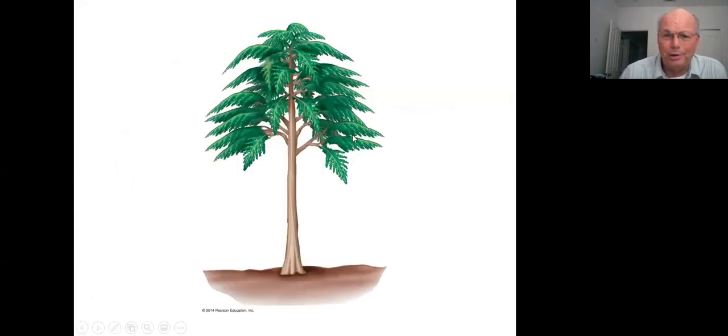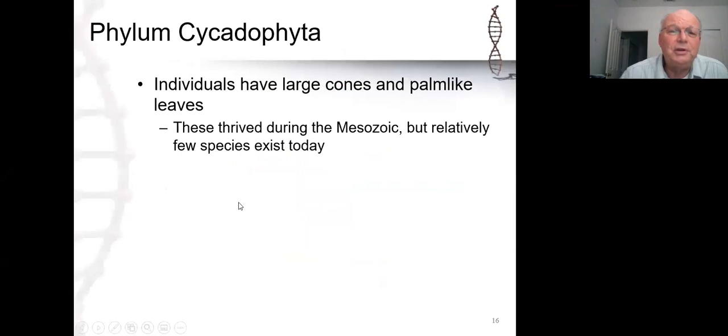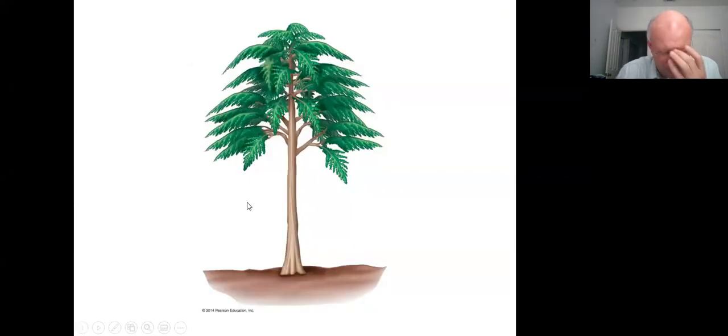So this is a progymnosperm. This is Archaefructus. Did I get that? No, sorry, Archaeopteris. Archaefructus is an early angiosperm. Sorry about that. This is Archaeopteris, and you can see that it looks like a tree. It has the fern-like leaves arrangement. It was heterosporous, but it did not bear seeds.